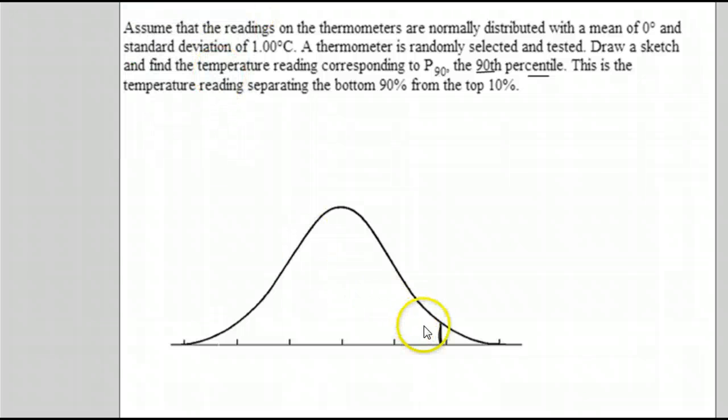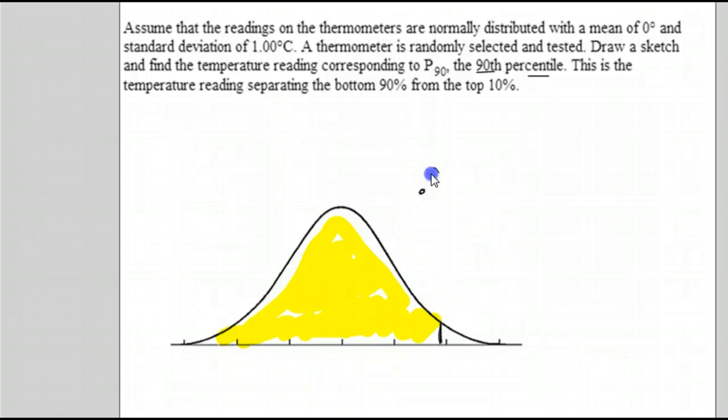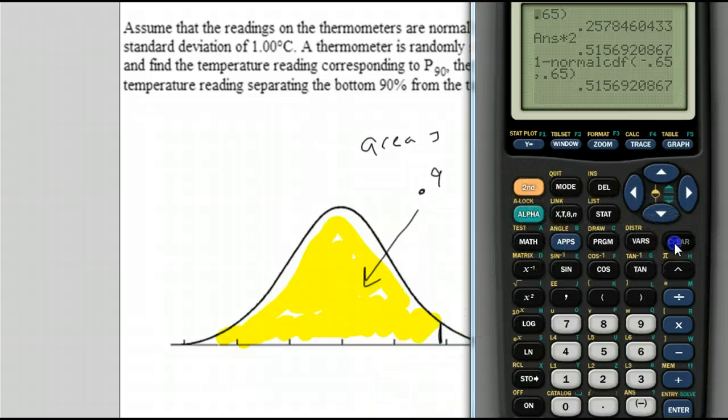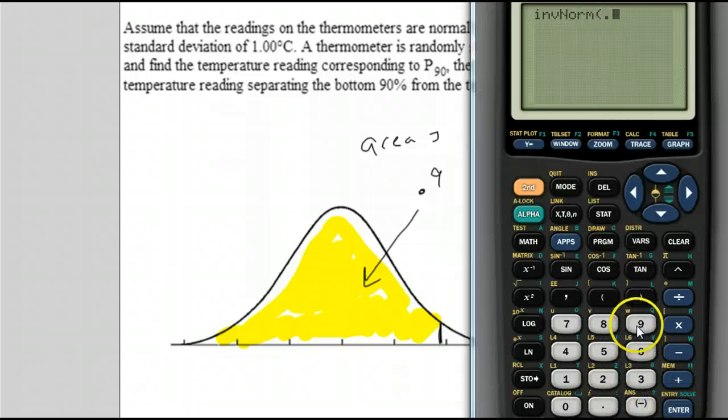And the 90th percentile means that 90% of the values are below it, which is another way to say that this area right here is equal to 0.9. Alright, so the area to the left equals 0.9. Well, that's inverse normal's job. Remember, inverse normal, second vars, inverse normal, it takes in area to the left, and it'll return the z-score that has that area to the left.